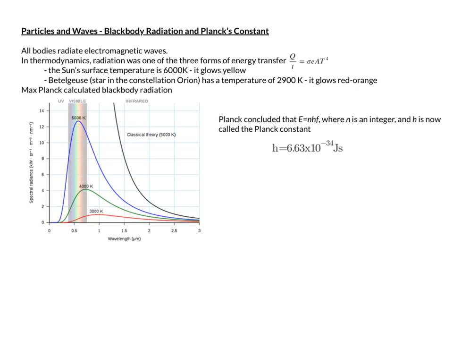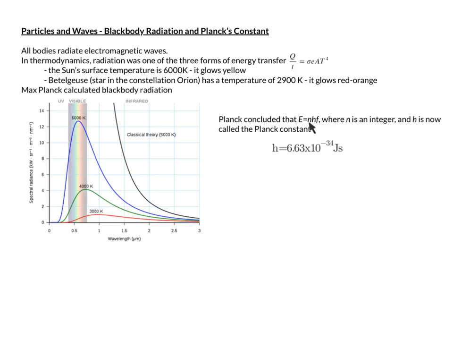So from this plot, Max Planck concluded that the energy is N H F, where N is just an integer, F was the frequency, and he noticed that the proportionality constant between these was this quantity H, 6.63 times 10 to the negative 34th joule seconds, which is nowadays called the Planck constant or Planck's constant.